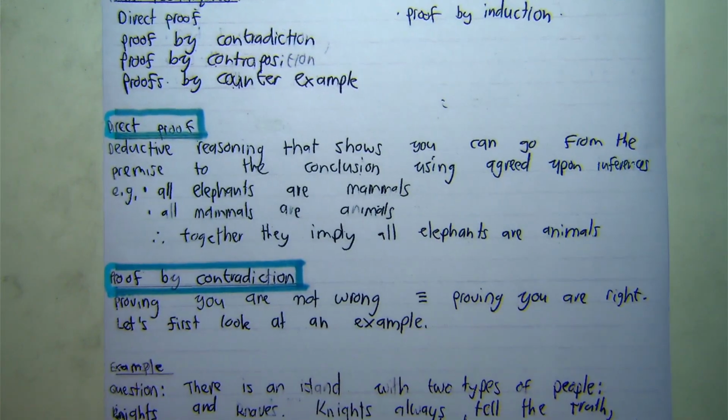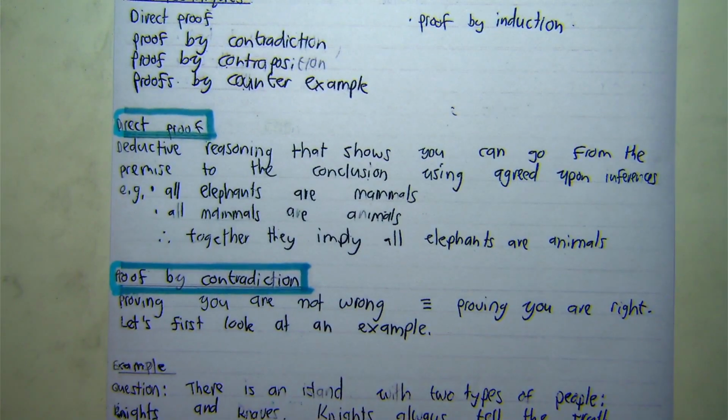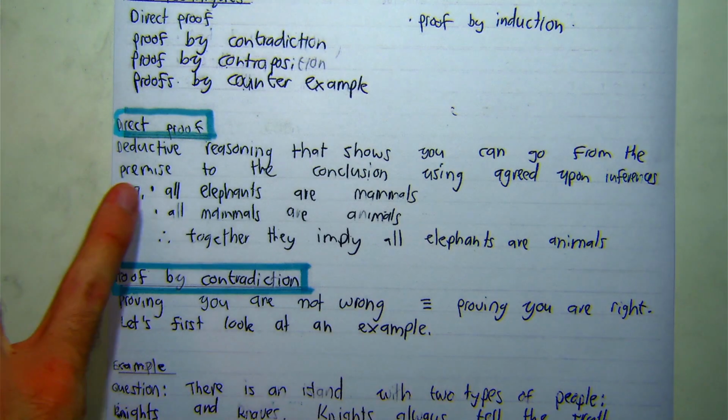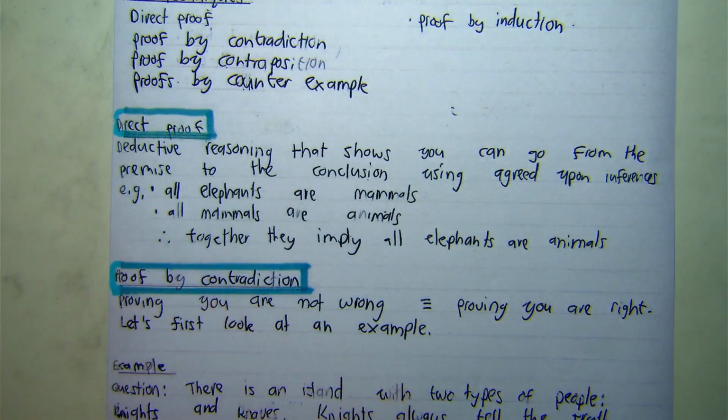Okay, so direct proof, this is pretty straightforward. It's deductive reasoning that shows you can go from the premise to the conclusion using agreed upon inferences. So for example, all elephants are mammals, all mammals are animals, and if those are things that we agree upon, then you can build upon that to say that all elephants are animals as well. And the idea is that you build upon your premise directly, linearly to the end to reach your conclusion. That is the most obvious proof technique and the most simple.